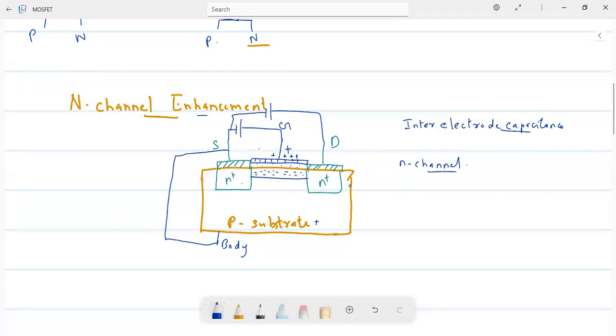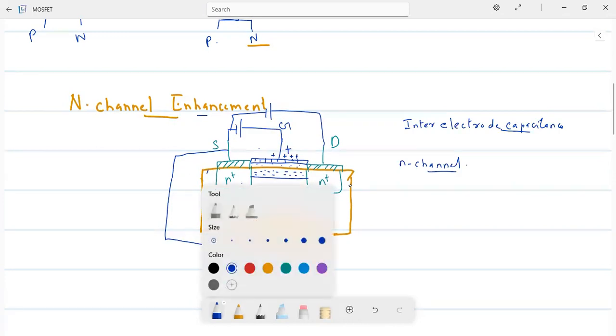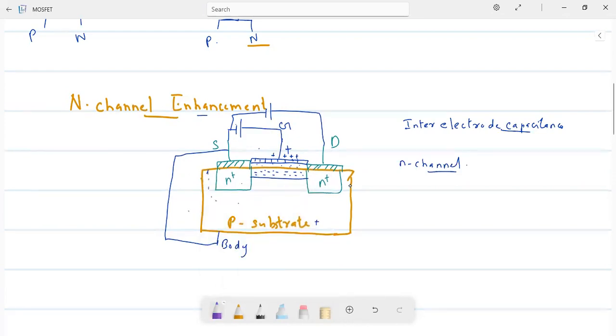Whenever there is N and P type, as in a diode itself, in between one depletion layer will be formed. So here also a depletion layer will be there. As we have created this channel and we are applying drain voltage, some changes will happen here that we will see in the VI characteristics of MOSFET.